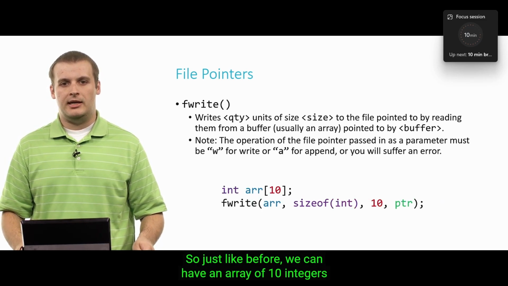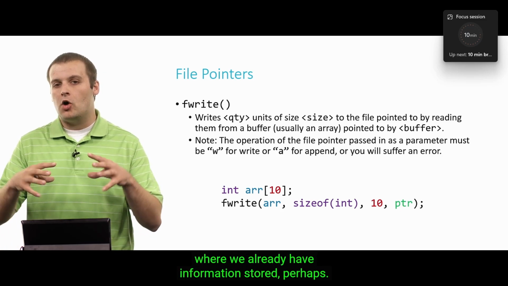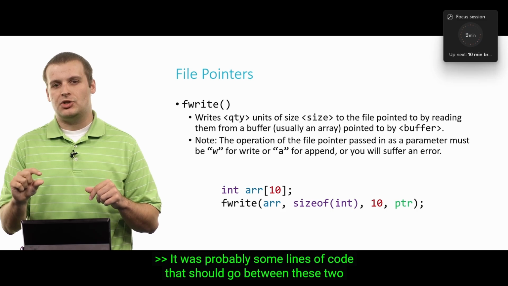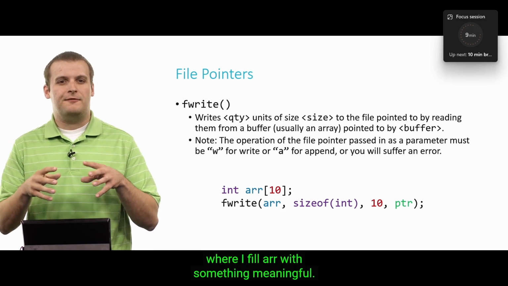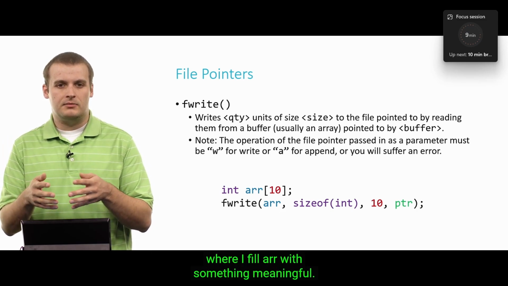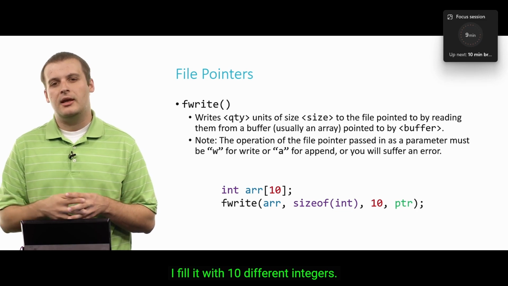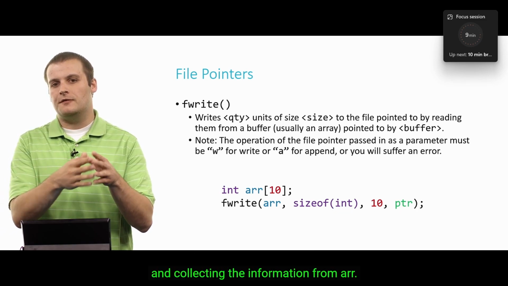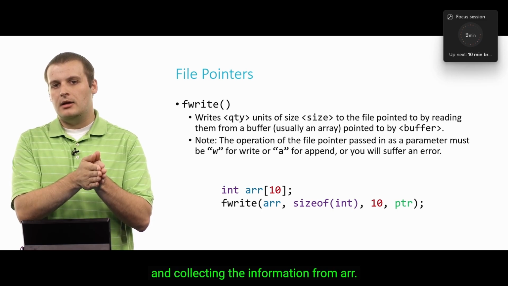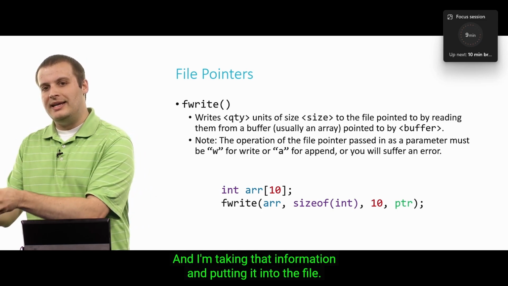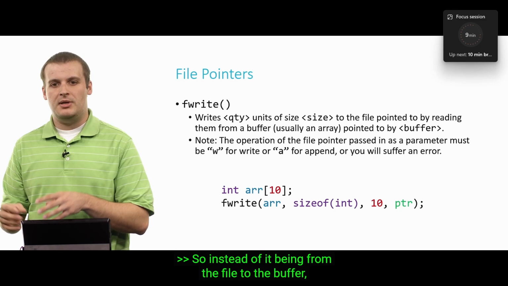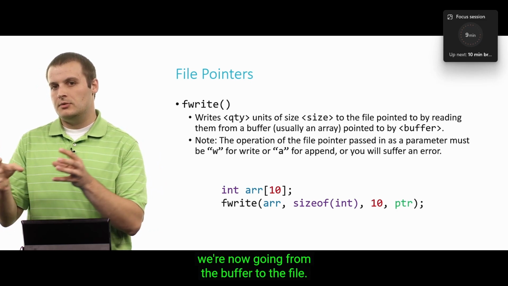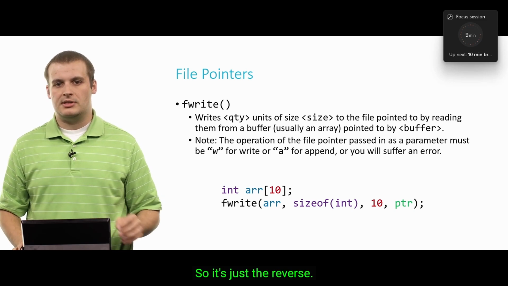So just like before, we can have an array of 10 integers where we already have information stored, perhaps. So there's probably some lines of code that should go between these two, where I fill ARR with something meaningful. I fill it with 10 different integers. And instead, what I'm doing is writing from ARR. I'm collecting the information from ARR, and I'm taking that information and putting it into the file. So instead of it being from the file to the buffer, we're now going from the buffer to the file. So it's just the reverse.